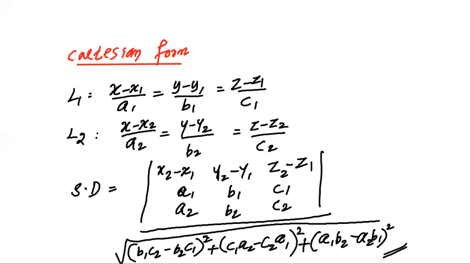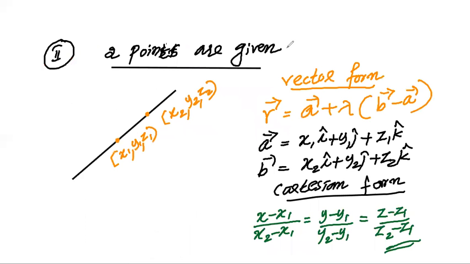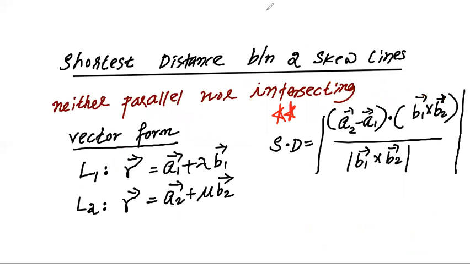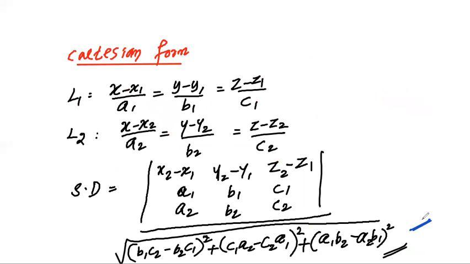In this video, we discussed how to find the equation of a straight line if two points are given. Vector format is discussed. Cartesian format is also discussed. For the second case, I told you what you mean by skew lines. Skew lines are the lines which are neither parallel nor intersecting. The vector format shortest distance formula is there. In Cartesian format also, the shortest distance formula is there. So that's about this topic.